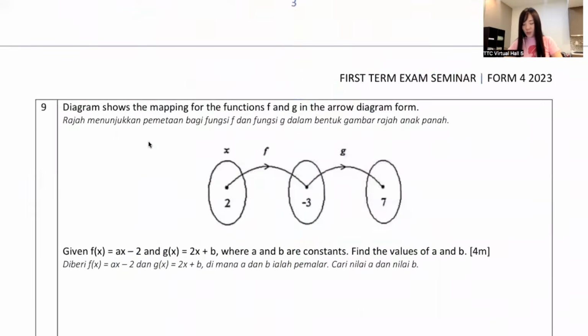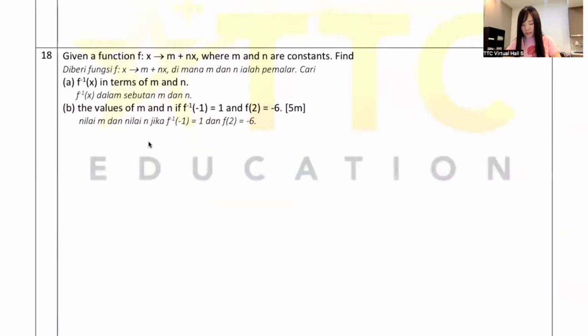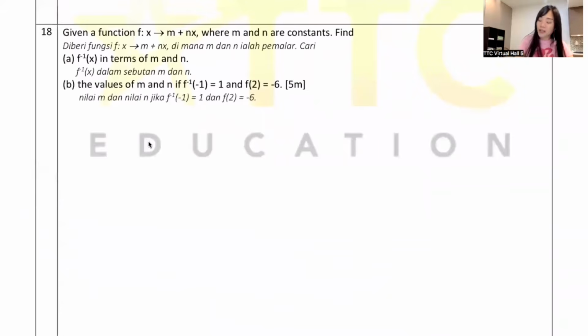Question 18. I won't do all, okay, my dear. There are too many questions there, so I will do whatever I want to do. Question 18. I repeat again, they say f(x) equivalent to m plus nx, where m and n are constants. So let's start from A. In A, do you find what, my dear? Find f inverse x.